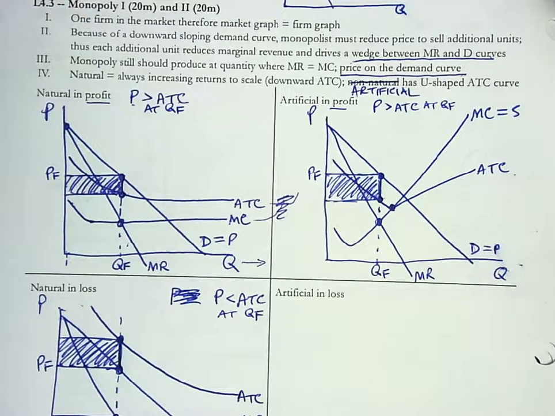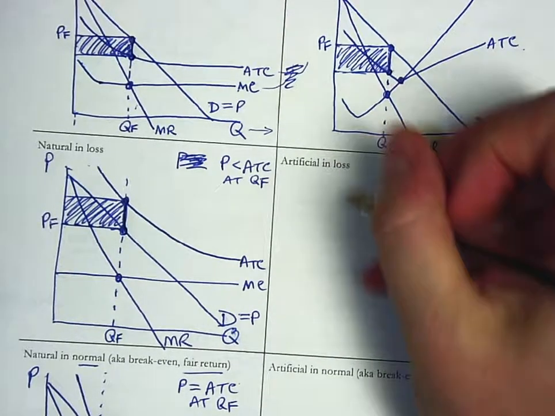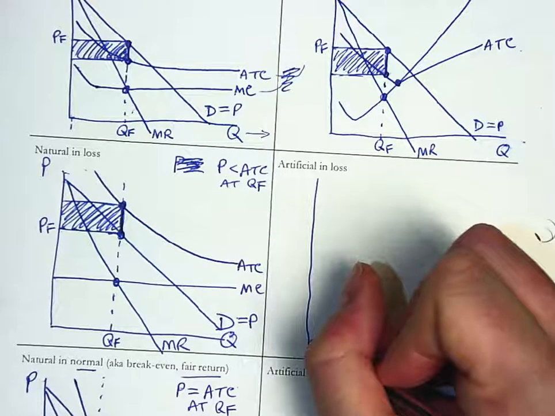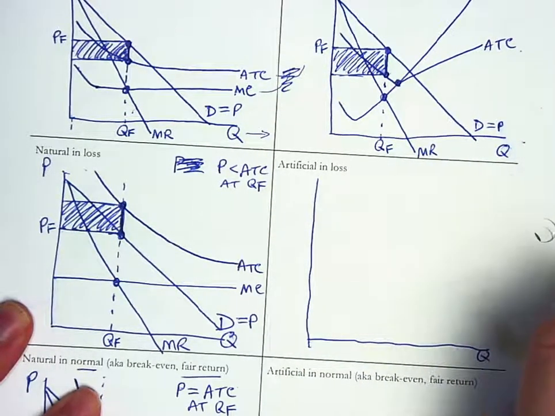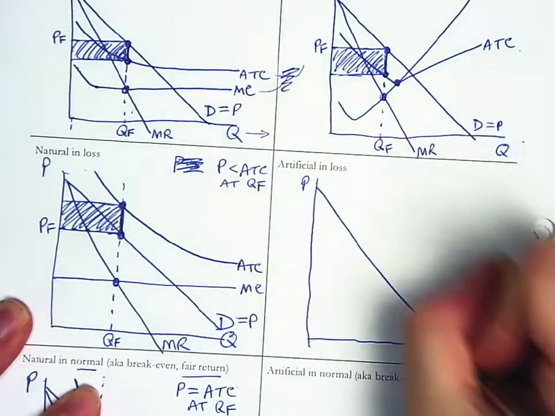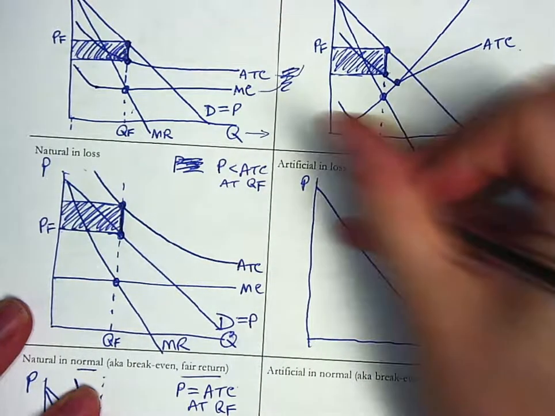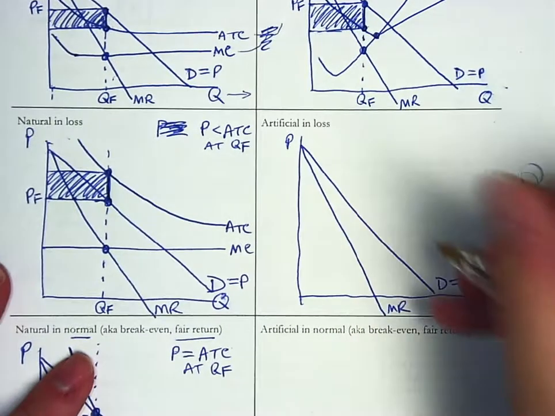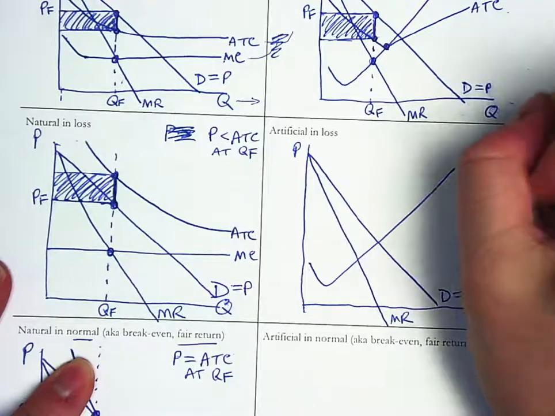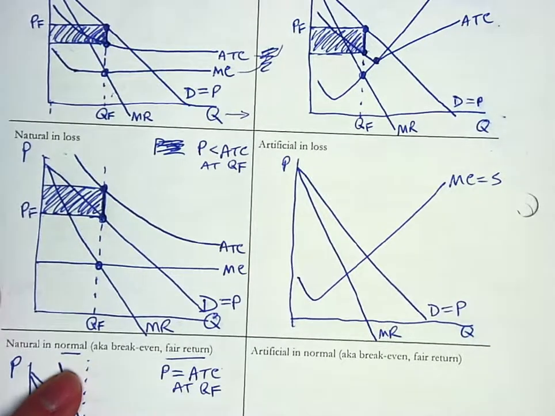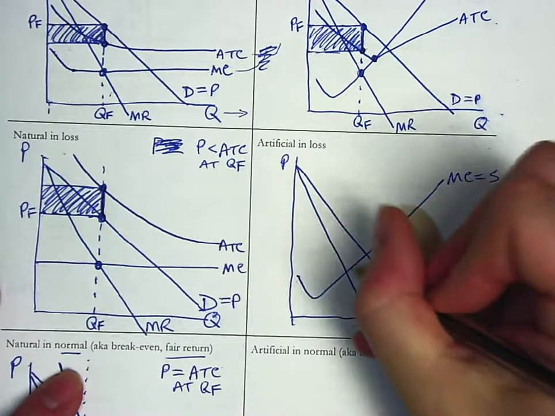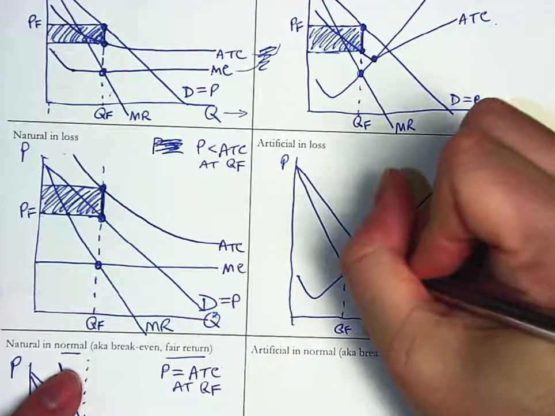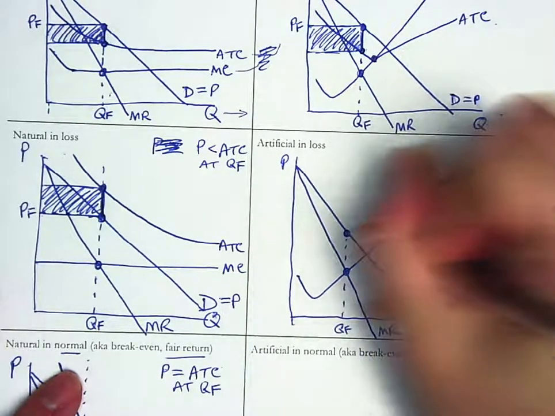Now we're going to take on artificial in a loss. Okay, all right, price, quantity, demand equals the price, marginal revenue, and again, a nice upward sloping MC that is the supply curve. And we're going to produce where MR equals MC, QF, and price on the demand curve.